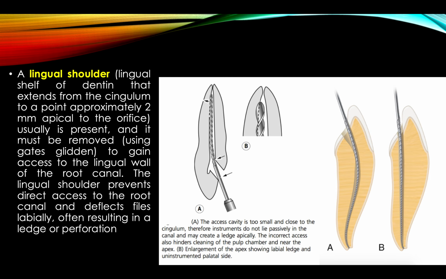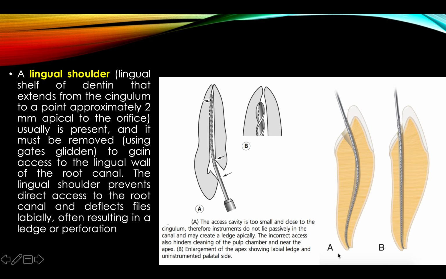Then we have the lingual shoulder. The lingual shoulder, or a lingual shelf of dentine, is located in the cingulum at the cervical area of the clinical crown, approximately 2 millimeters apical to the root canal orifice. We have to remove it because this is just a bulk of dentine. It has to be removed.